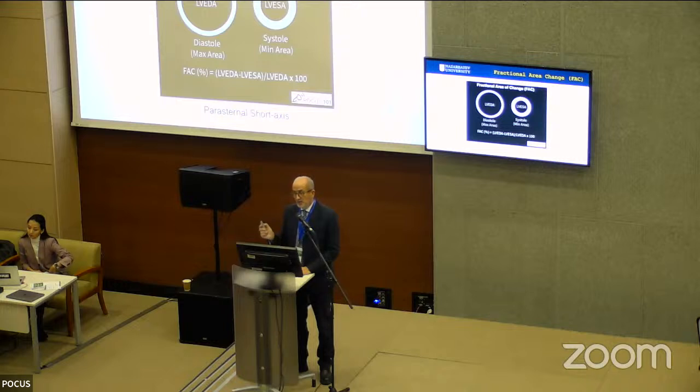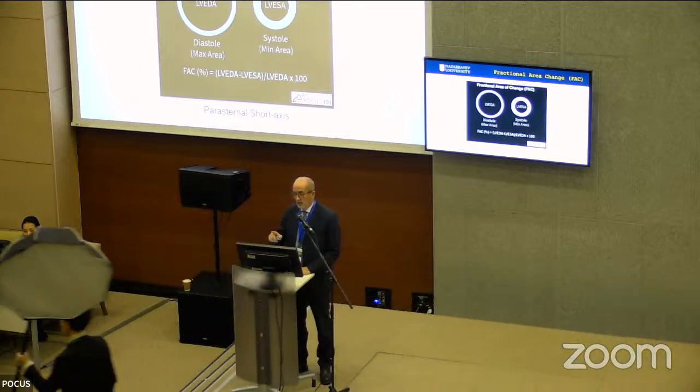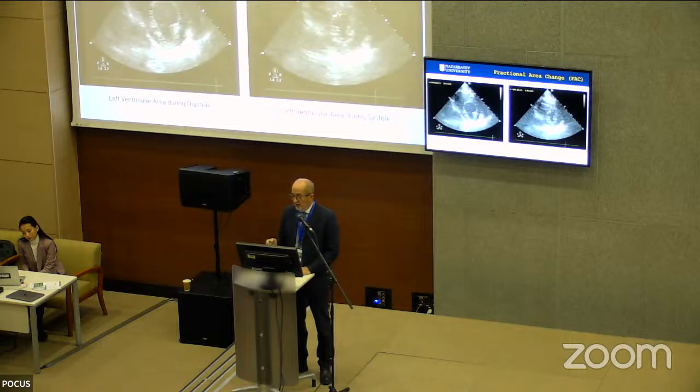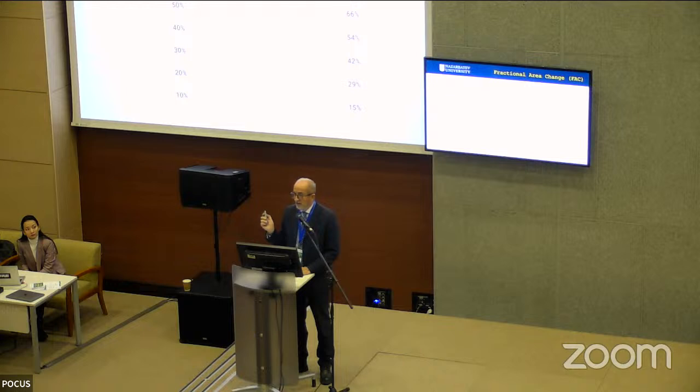The same concept with area, short axis view. You trace the endocardial border, both in diastole and in systole, difference and ratio, and you have the fractional area change. And these are the values and the correlation with the ejection fraction. Again, when the fractional area change is 50%, ejection fraction is around 66%.